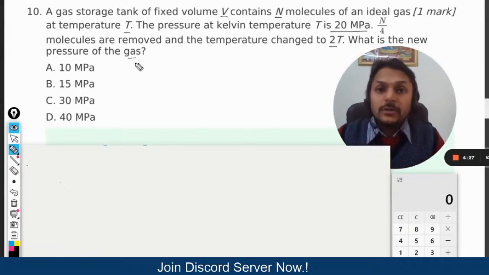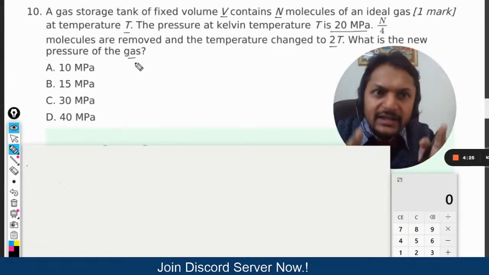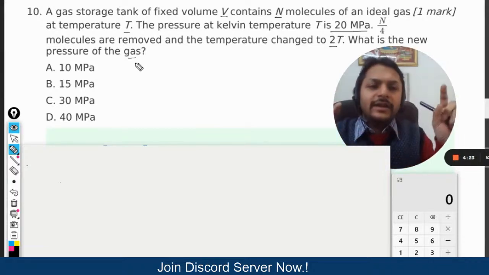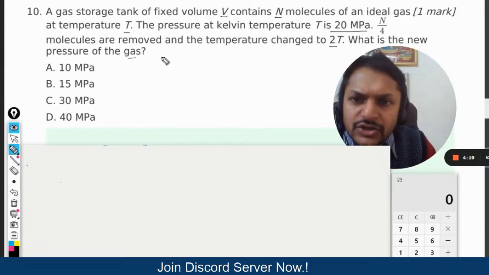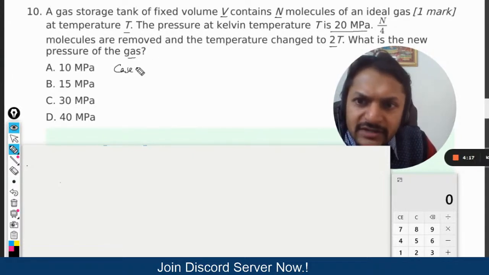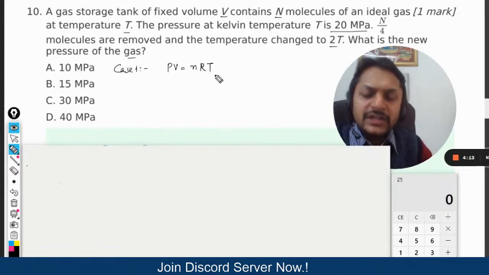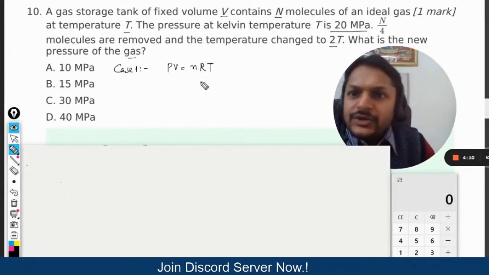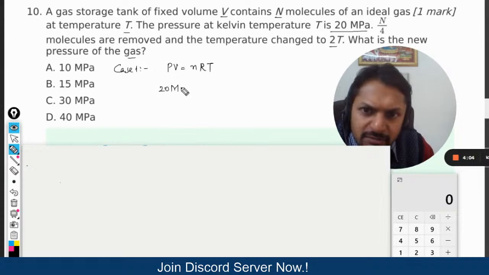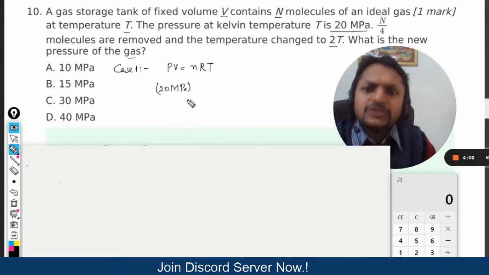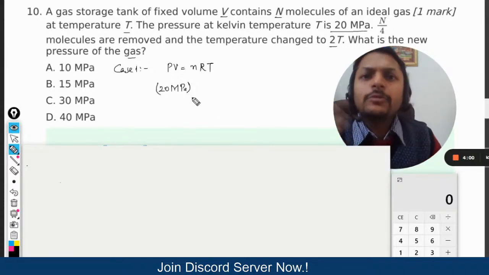So first of all, we are now talking about the ideal gas. So whenever we talk about ideal gas, the first thing that comes to our mind is the ideal gas equation. So there are two cases. So I just write case number 1. So PV is equal to nRT. Let us start filling the equation now. Pressure is given as 20 megapascal. So you can just write 20 megapascal here. And I'm writing the units also along with that. You may or may not.